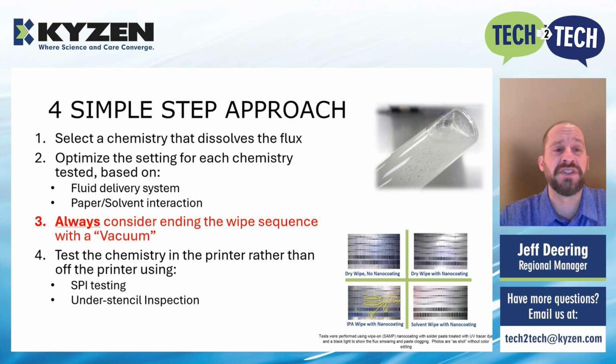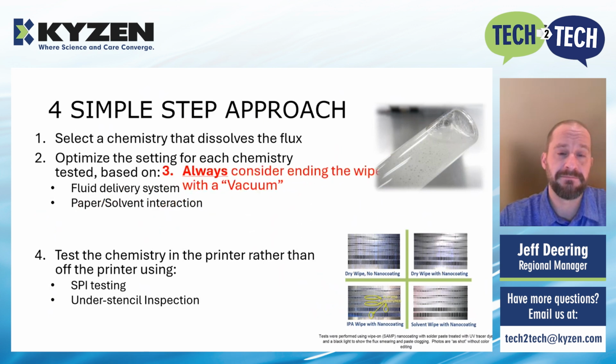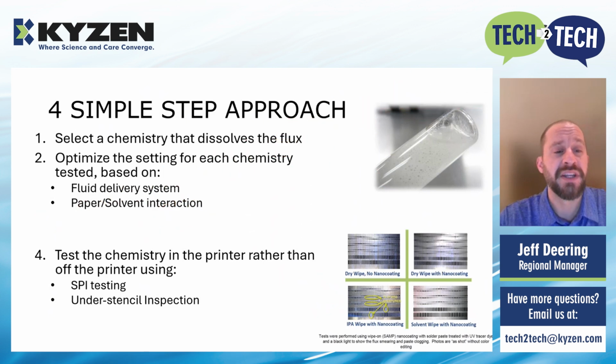So back to our 4 simple steps. We've selected the chemistry. We've discussed optimizing the settings for each chemistry. Third, we always want to consider ending the wipe sequence with a vacuum. And lastly, we want to make sure to test the chemistry in the printer rather than off the printer using SPI testing and under stencil inspection.